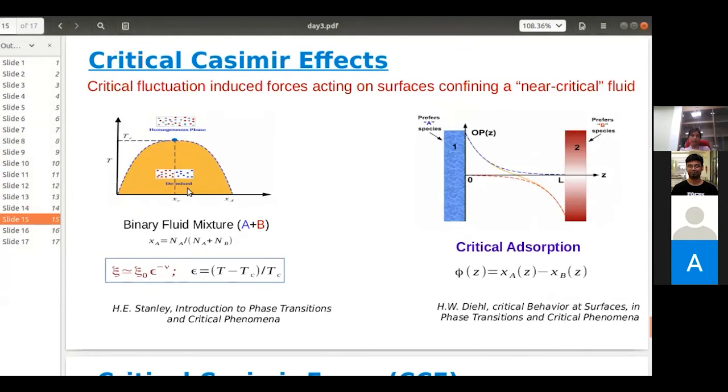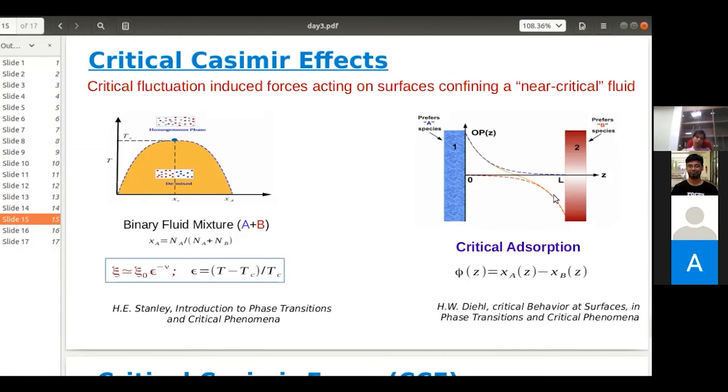So what is this critical Casimir force? A critical Casimir force is basically a critical fluctuation induced force. It acts when you have a fluid confined between two surfaces which are very close to each other. To understand why it happens, let's have a look at this schematic picture. This is once again the phase diagram of the same binary liquid mixture which I explained multiple times before, so I'm not going to get into it again. Let's consider the second schematic picture here.